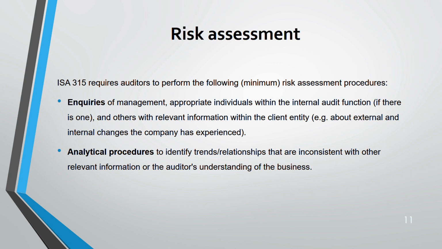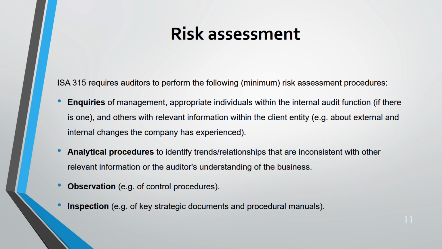Second is analytical procedure to identify trends and relationships that are inconsistent with other relevant information according to the auditor's understanding of the business. Third way you can assess the risk is through observation. You observe the control procedure. And the fourth is inspection. You inspect the key strategic documents and procedural manuals. So these are the 4 ways and we are going to go through these 4 ways in depth.